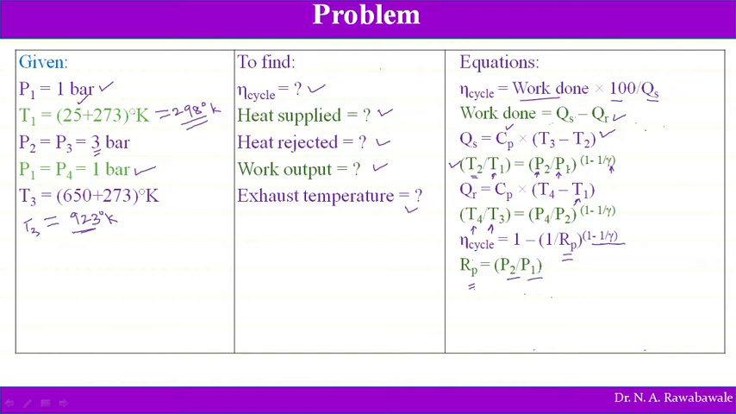So now we'll start to find out the values of various things which we have to find out: heat supplied, then heat rejected. So prior to solution, first we'll start with the values of T2 and T4. We'll find out first. First we'll take down these two equations for simplification of the problem.